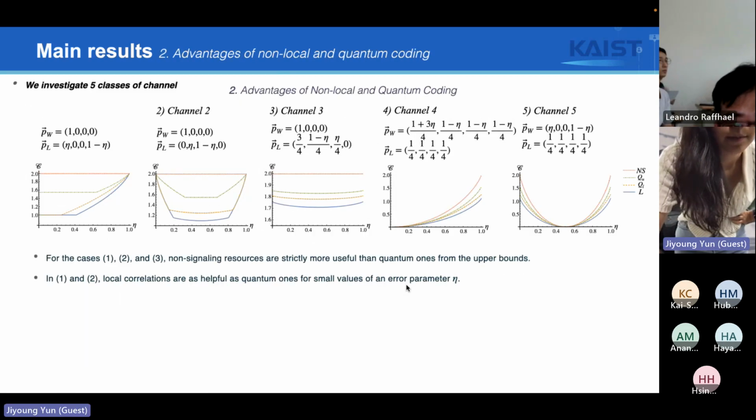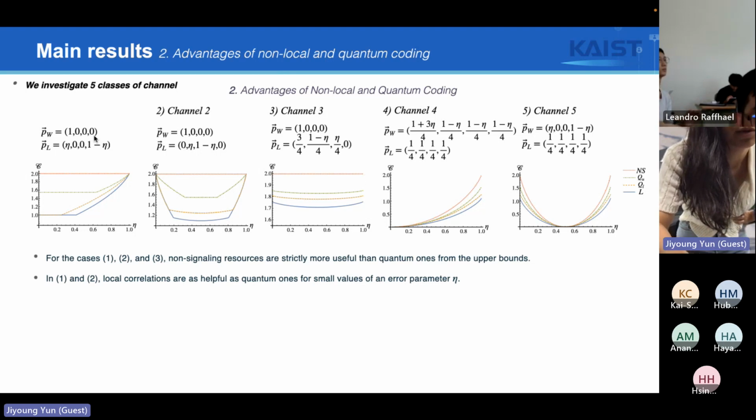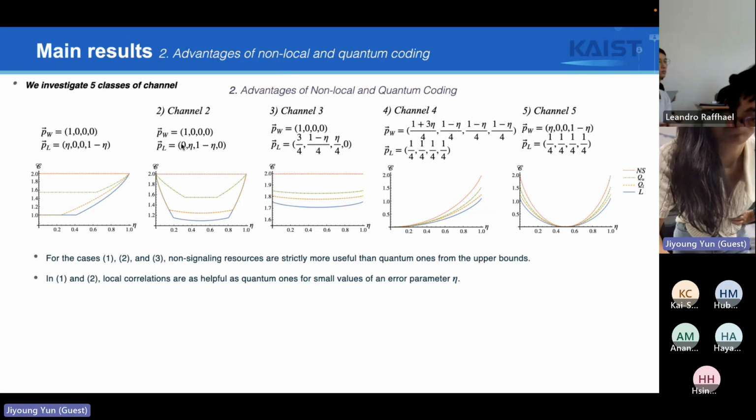Then from here, PW equal to 1000 means that when the four inputs of the channel are in the winning strategy, it is always a noiseless channel. When the four inputs are not in the winning strategy, it will go to a noiseless channel with probability eta, and both bits are split with probability 1 minus eta. So we can read the channel vector like this. We investigated five different classes of channels.